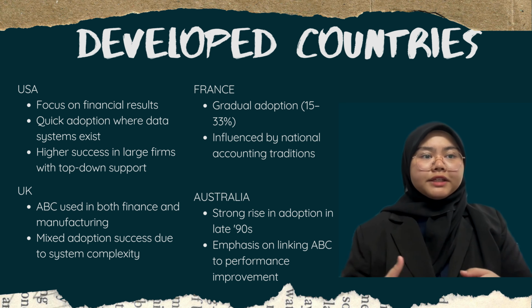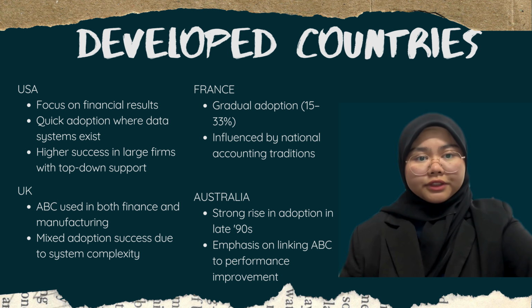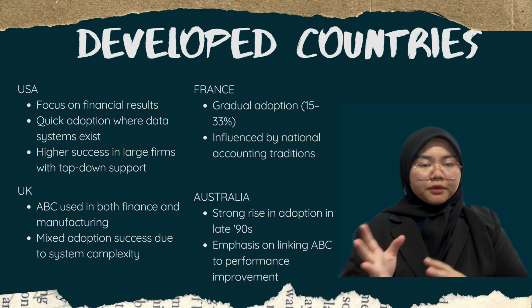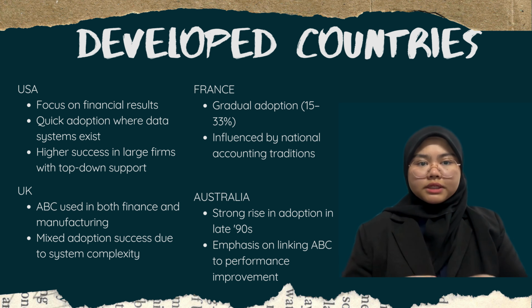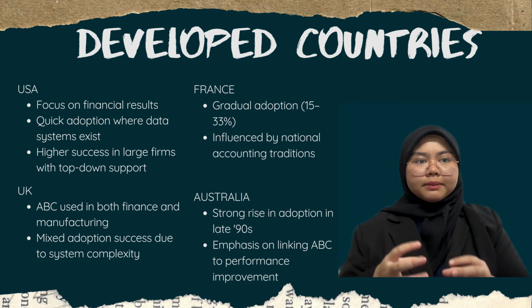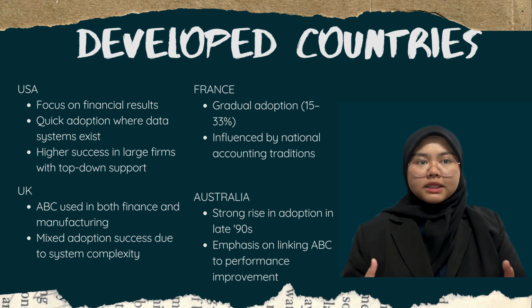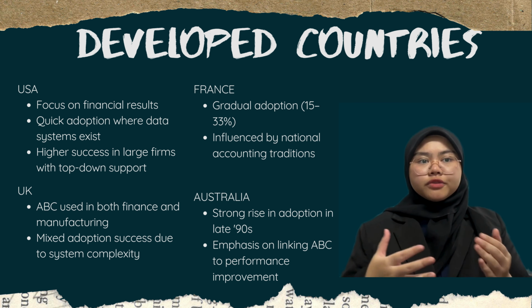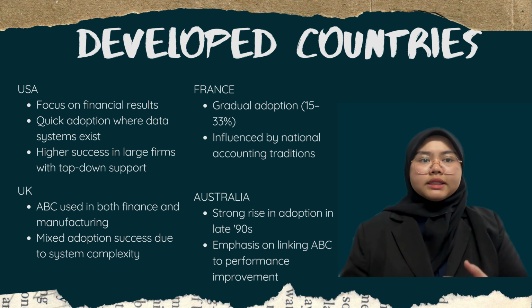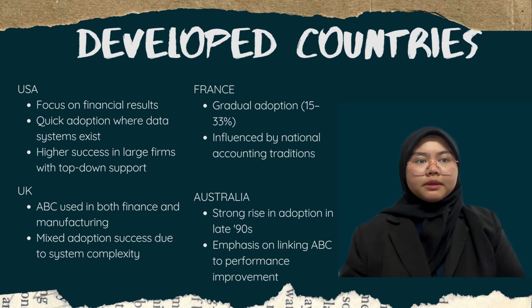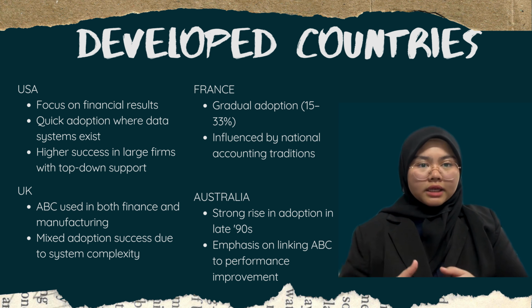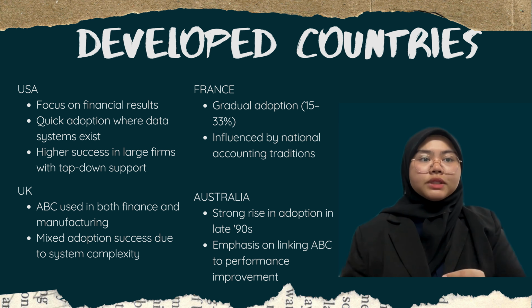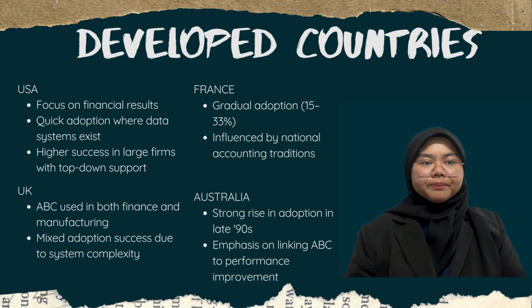Next, we will talk about the differences in ABC implementation across countries. As you can see from the slide, in developed countries such as the USA, it is focused on financial results, which has a quick adaptation where data systems exist, and it has higher success in large firms with top-down support. And the same goes with France. It has a gradual adaptation of 15 to 33% ABC rates because it is influenced by national accounting traditions.